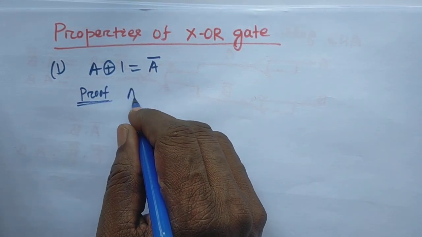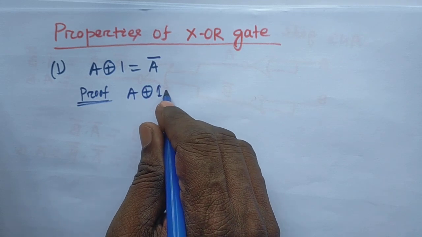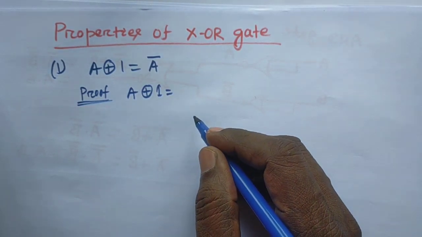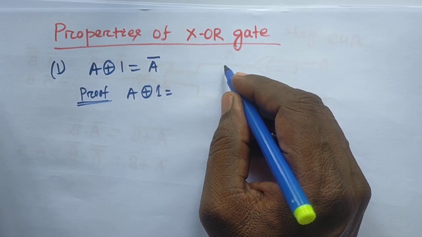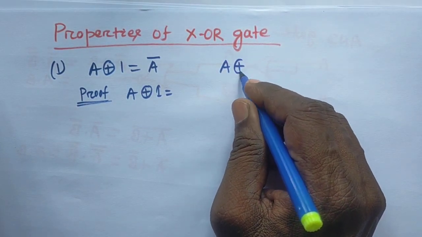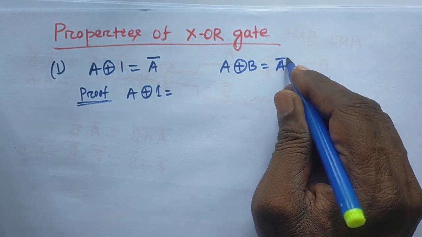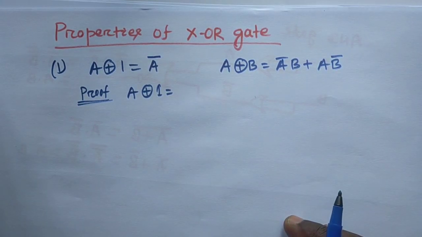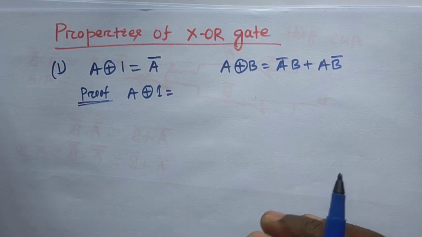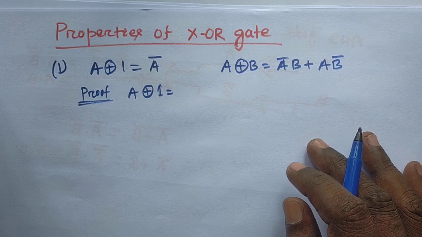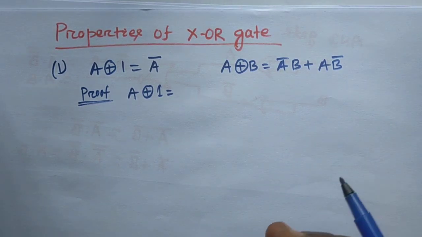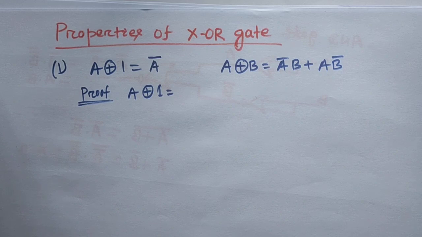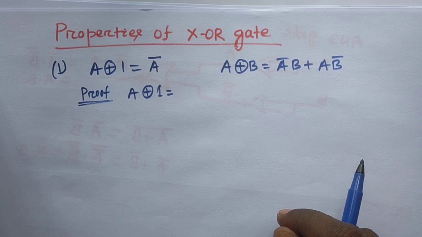Now we see a XOR with 1 is equal to, what happens, we apply the rule. What is the rule? Whenever we go through a XOR with b, it means a complement b plus a b complement. We already know this formula, and that formula we just apply here. We have to always remember that formula, because it applies to different inputs, whenever the XOR gate is used for different purposes, different applications.